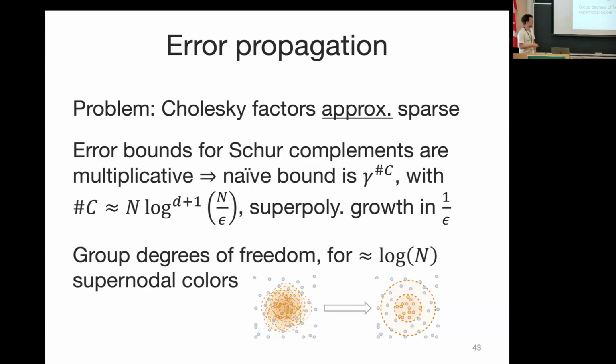And so that allows us to drastically reduce the number of times we have to invoke these perturbation bounds for Schur complements, and that allows us to bring this error from some gamma to the order n to gamma to rho to the d.